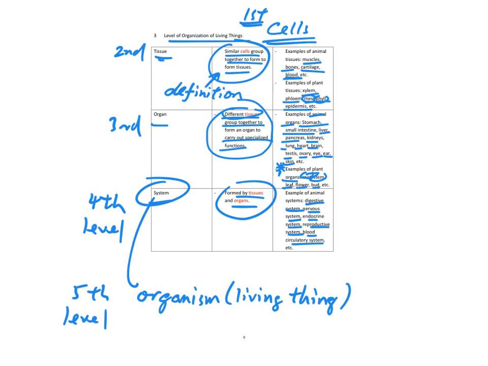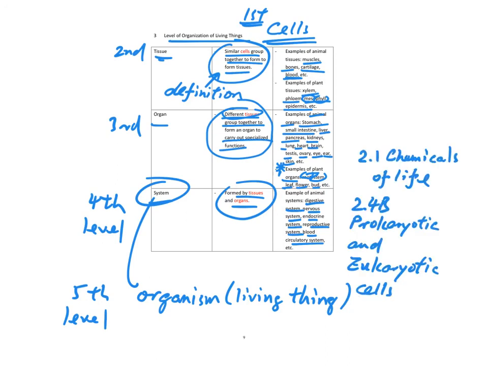This is basically what I would like to say. In your book, parts 2.1 Chemicals of Life and 2.2 4B are not discussed here because they will be referred back to when you go up to Form 4. So this is what basically I would like you to know in Form 3. That is some information about the microscope, some information about the cell, and some information about the levels of organization of living things.